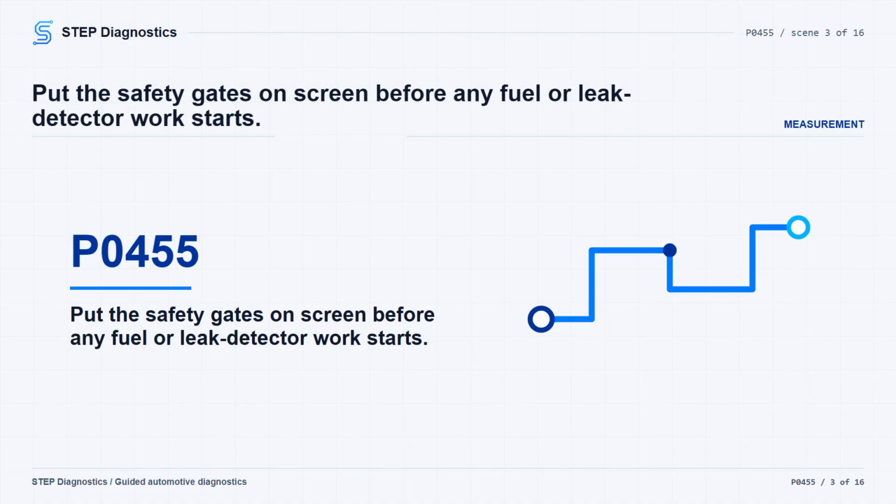Before disconnecting any fuel tubes or fuel system components, relieve fuel system pressure. Fuel can remain under high pressure even with the engine off. Handle fuel with spill and ignition precautions in mind.